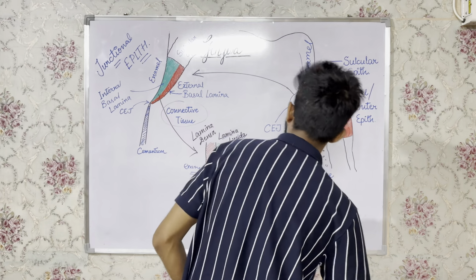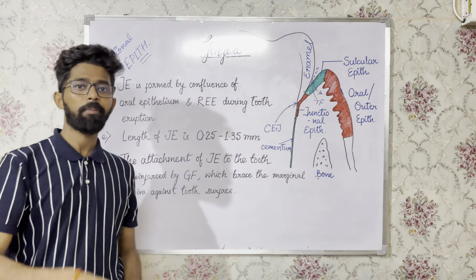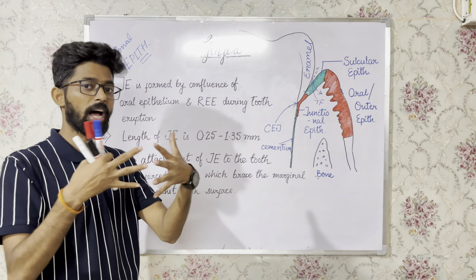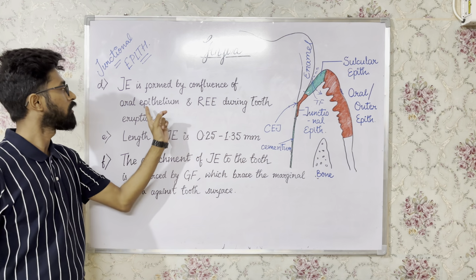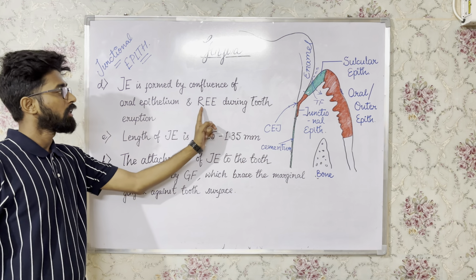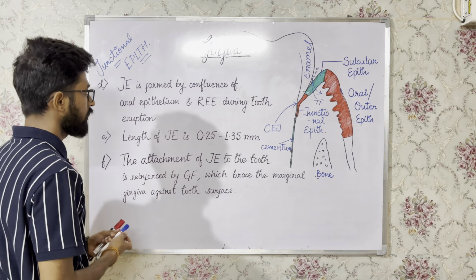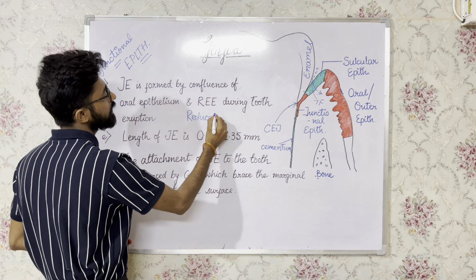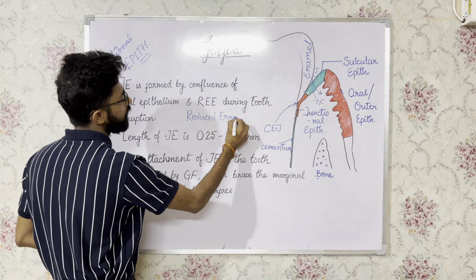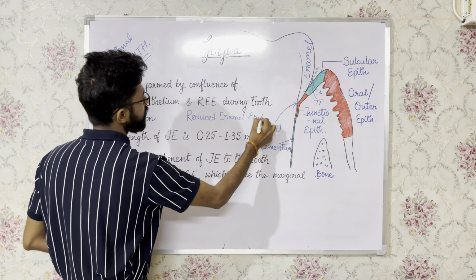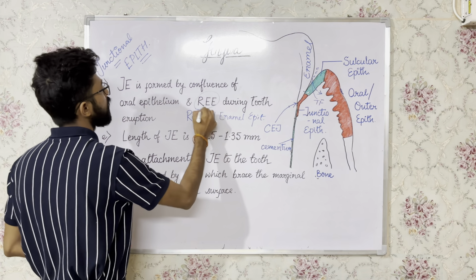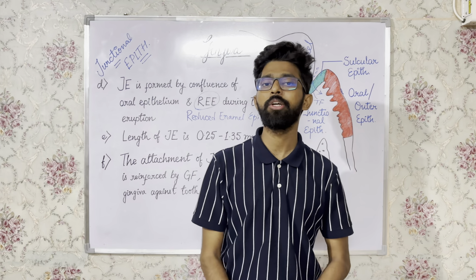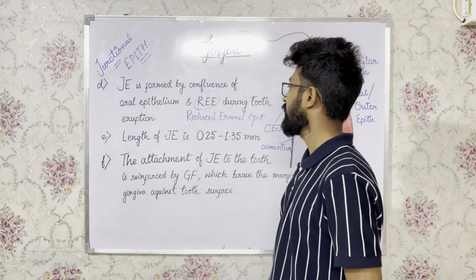Coming to the next part. So junctional epithelium is formed by the confluence, and confluence means coming together, of oral epithelium and REE. REE stands for reduced enamel epithelium. This you have studied in first year. Junctional epithelium is formed by the confluence of oral epithelium and reduced enamel epithelium during tooth eruption.